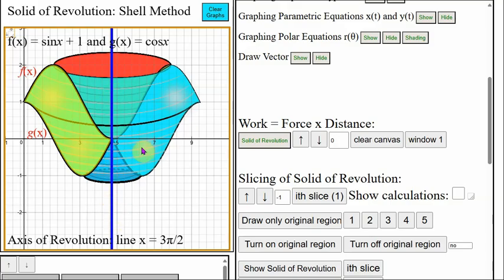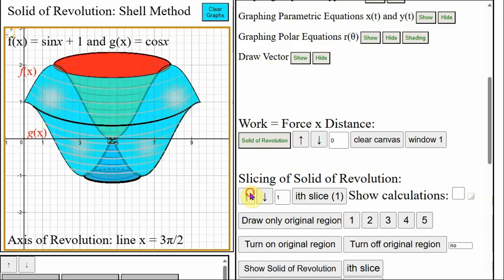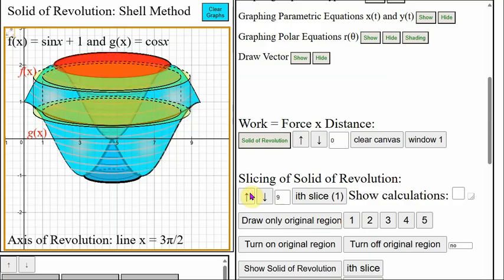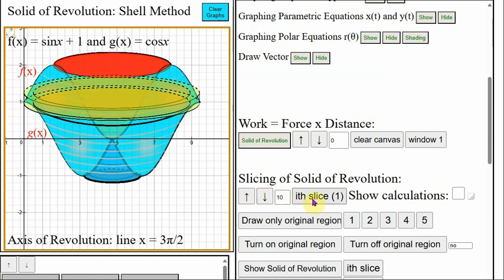And I'm going to use the shell method. So we're going to fill the solid of revolution with cylindrical shells. And notice that the solid of revolution does not include this part and this part. And so I'm going to go ahead and fill this up with 10 shells. Here's shell number 1, number 2. So this is what the 10 cylindrical shells will look like.